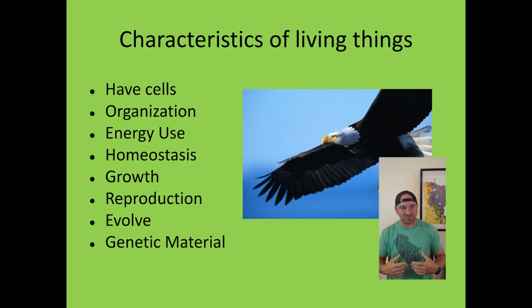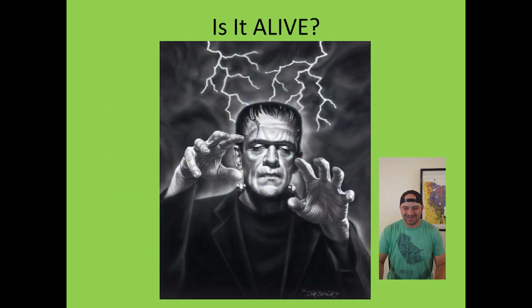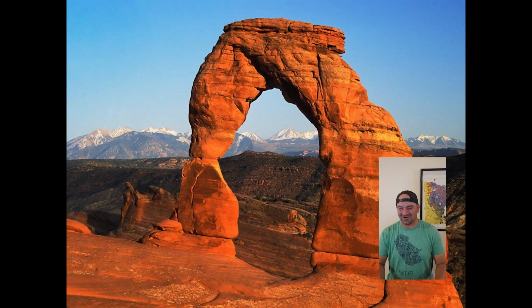Now, not as an individual, but over time, as if our species is able to adapt to the world that it's living in. So that's kind of how we look at the characteristics of living things. As we go through and look at certain things, we've got Frankenstein's monster there from your English classes. Is this alive? All right, we look at Arches National Park out in the Southwest.